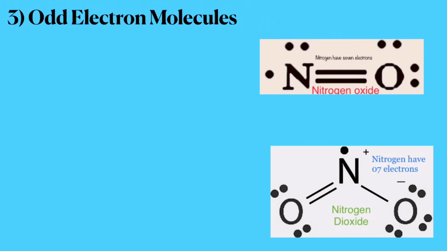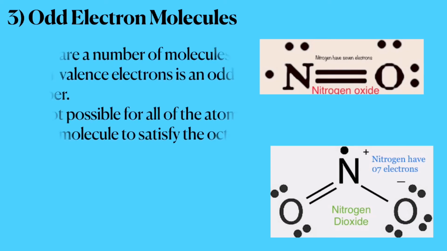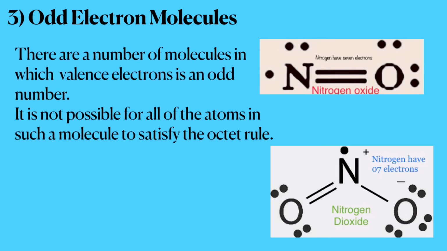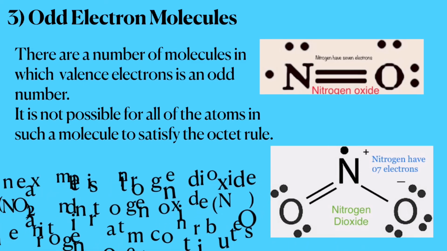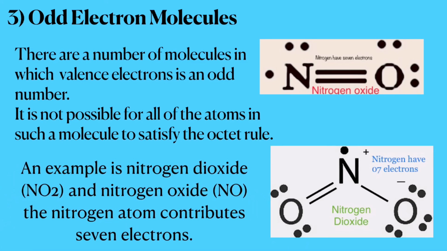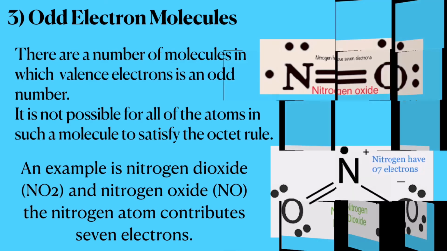Now let us consider the third limitation, that is odd electron molecules or species. There are a number of molecules in which the valence electrons are odd in number. It is not possible for all the atoms in such a molecule to satisfy the octet rule. For example, if we consider nitrogen dioxide, that is NO2 molecule, and nitric oxide, that is NO molecule, the central nitrogen atom in both the molecules contributes 7 valence electrons only, but still they are found in nature. So octet rule fails to explain the presence of such molecules in nature.